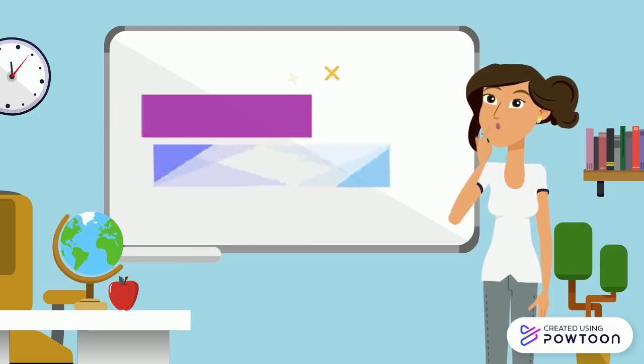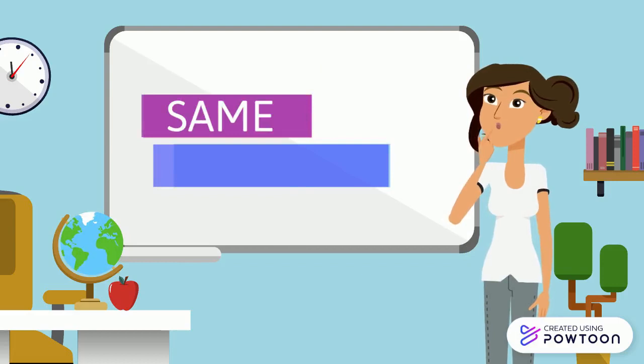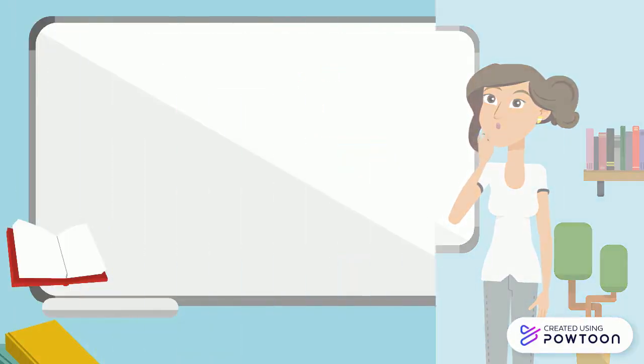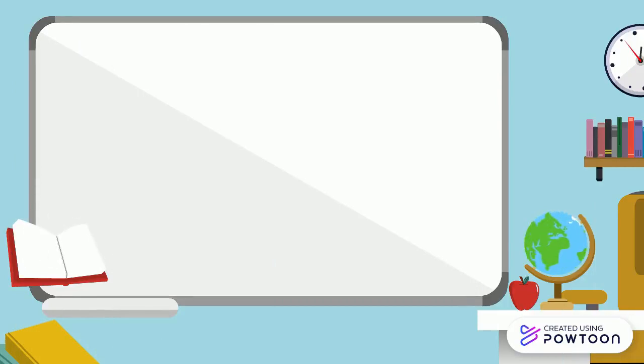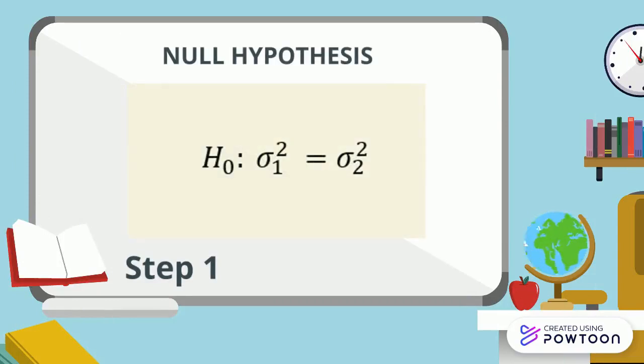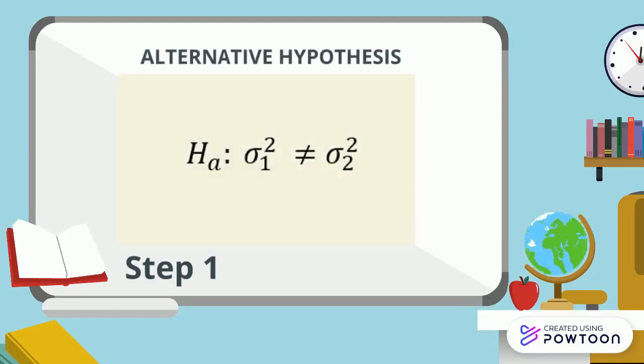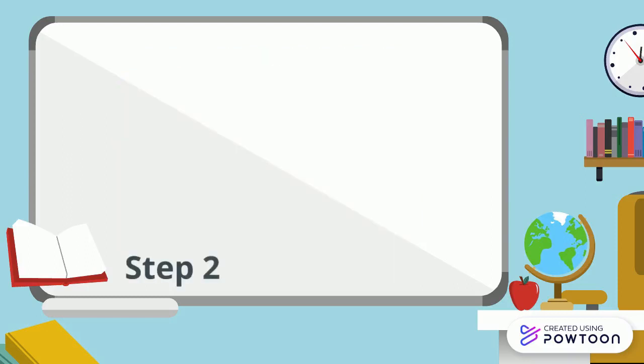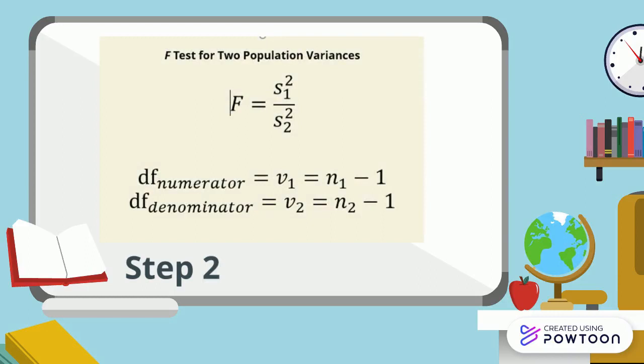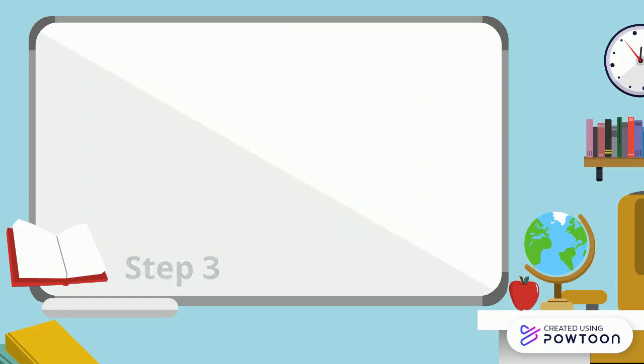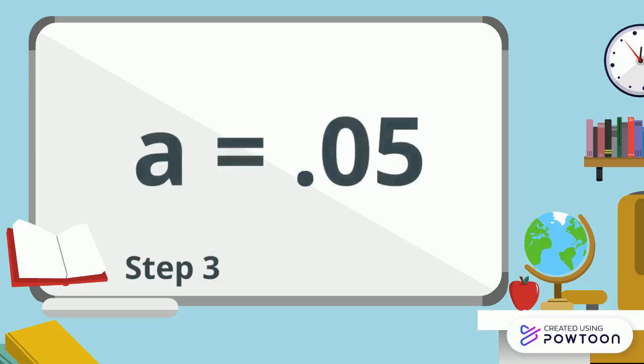We will now test to determine whether the variance from each sample comes from the same population variance or from different population variances. To test the hypothesis about two population variances, Step 1. Determine the null hypothesis and the alternative hypothesis. Step 2. Since the population is normally distributed, the F-test for the ratio of the variances can be used. Step 3. Let alpha, or the significance level, be equal to 0.05.